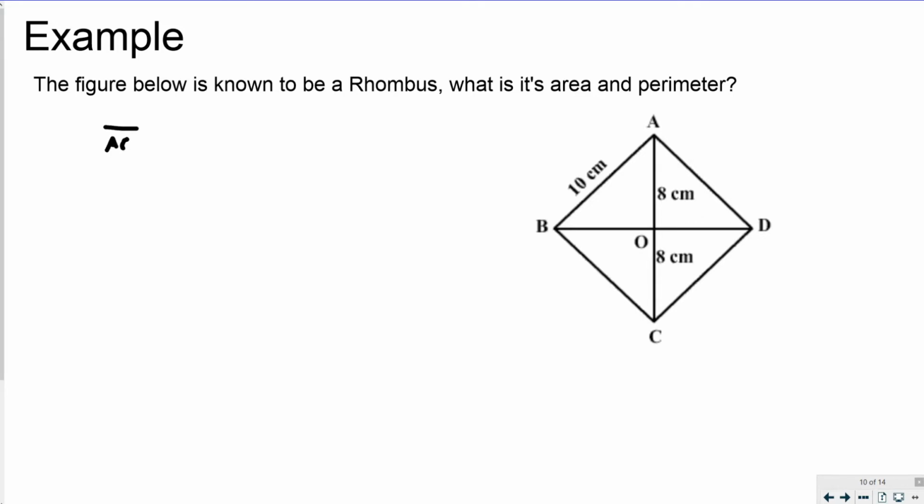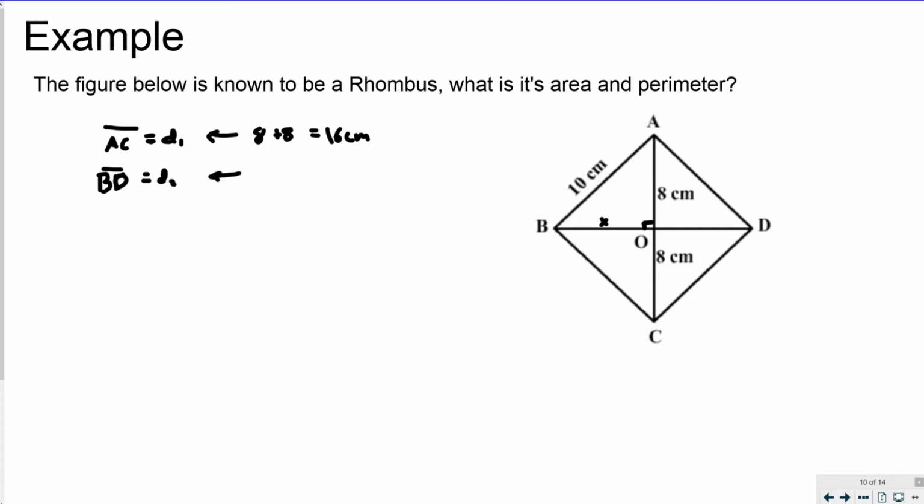Side AC would be the first diagonal, and side BD is going to be diagonal 2. I know that diagonal 1 is going to be 8 plus 8, or 16 centimeters. What I don't know is the measure of diagonal 2. If I could find this measurement here, I could double it to get BD, or add it to itself a second time. We know from last unit that rhombuses have diagonals that intersect at a 90-degree angle.